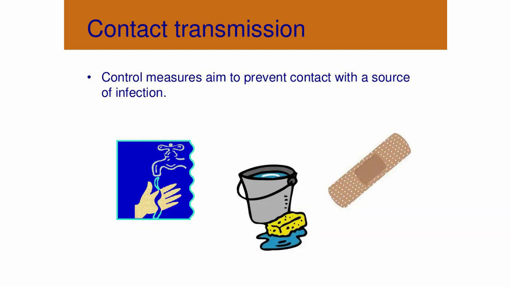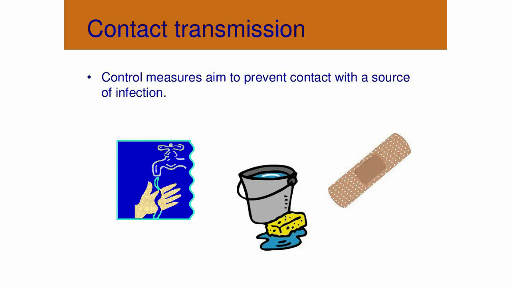The control measures for contact transmission aim to prevent contact with a source of infection. For higher order controls, this can include things like workplace or equipment or task design, such as separating out clean and dirty tasks and functions and equipment to prevent cross-contamination, or installing surfaces that are readily cleaned. Other controls include engineered safety sharps, such as retractable needles, and isolating sources of infection.